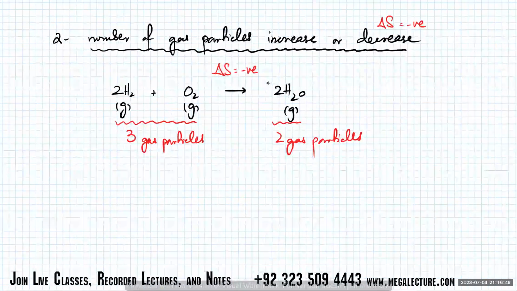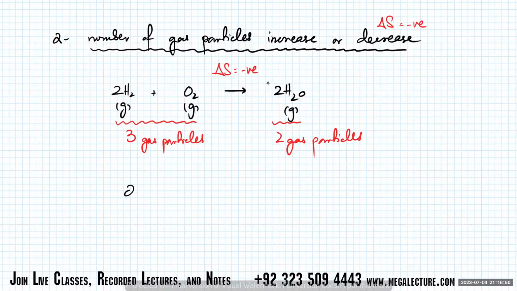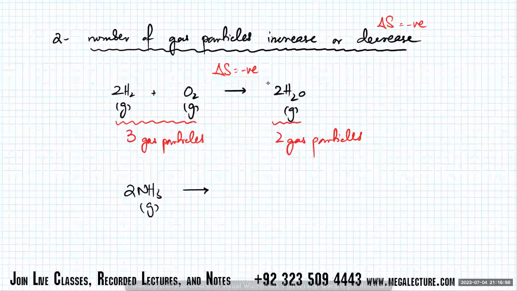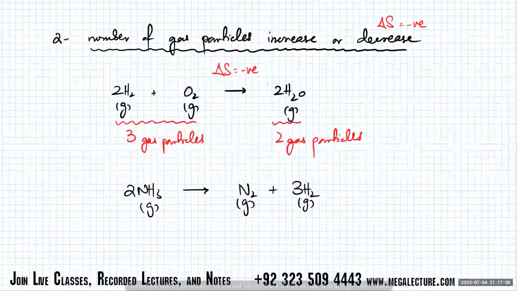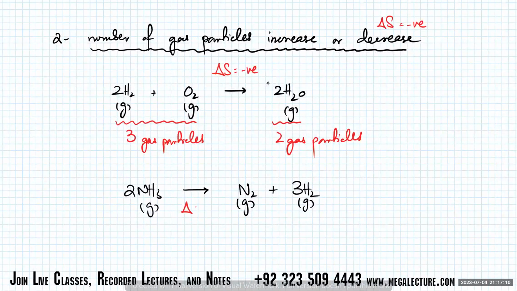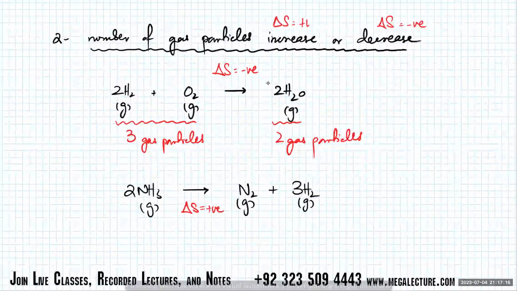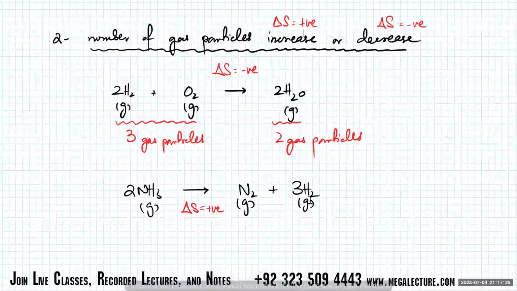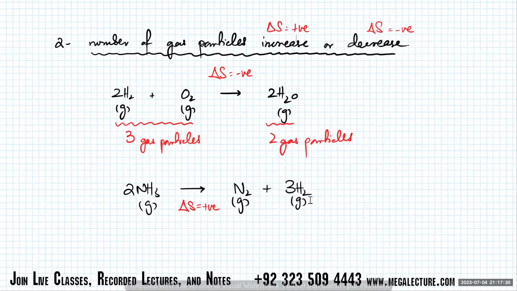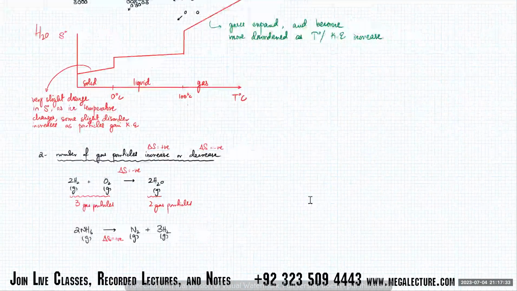Similarly, vice versa, if the number of gas particles increase, like I have 2 NH3 gas particles, and it gets converted into N2 gas. So this one is delta S positive. This one over here is delta S positive. So if your gas particles are increasing, you've got more gas particles, that means disorder is increasing. Is this part clear? Yes, sir. Yes, sir.